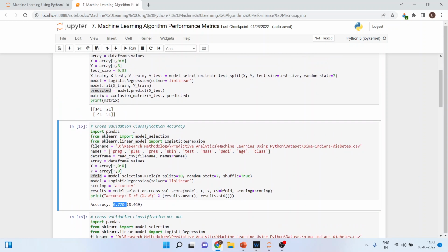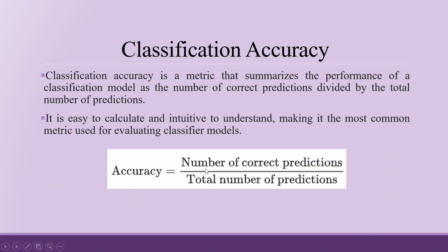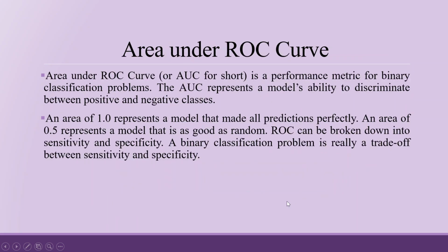Now, if you compare 141 plus 51, which is a total of 192, divided by the total number of observations, you will get exactly the same thing. Again, to repeat, 141 plus 51 is 192, divided by the total number of observations will give you this figure. It is known as the classification accuracy. See, accuracy is equal to the number of correct predictions divided by the total number of predictions.